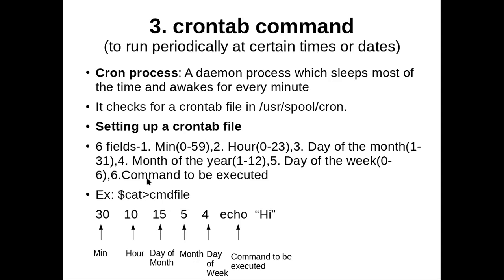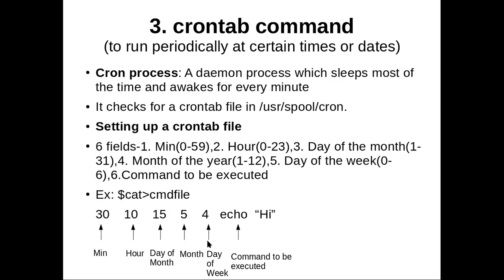Here I have shown you an example of the creation of a crontab file. I'm creating a crontab file using the cat command, and whatever content we type, we send into a file named cmd using the output redirection operator. This is the content I'm going to store in the file. The first number, 30, is the minute, then 10 is the hour, then 15 is the day of the month, then 5 is the month, and the next one, 4, is the day of the week, and the last one is the command which you want to execute periodically.